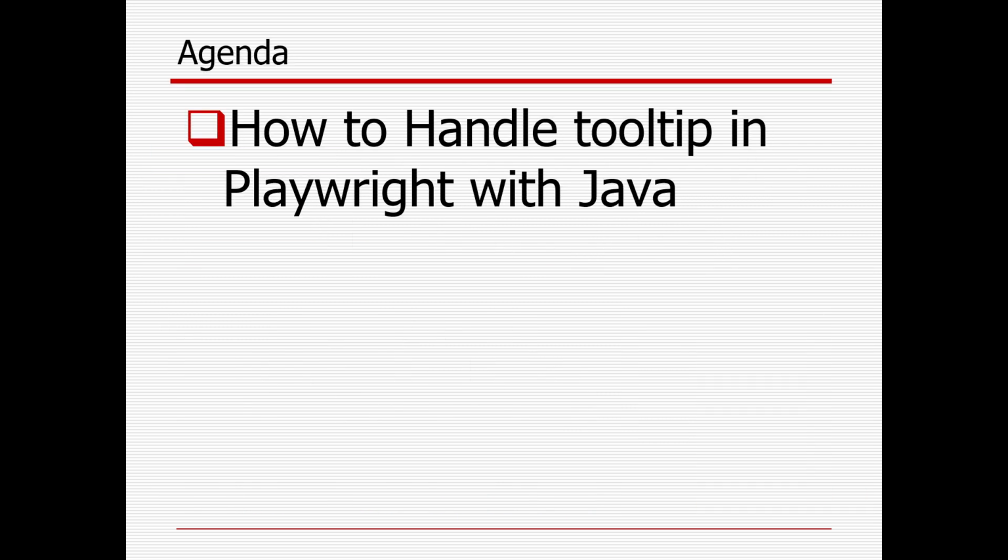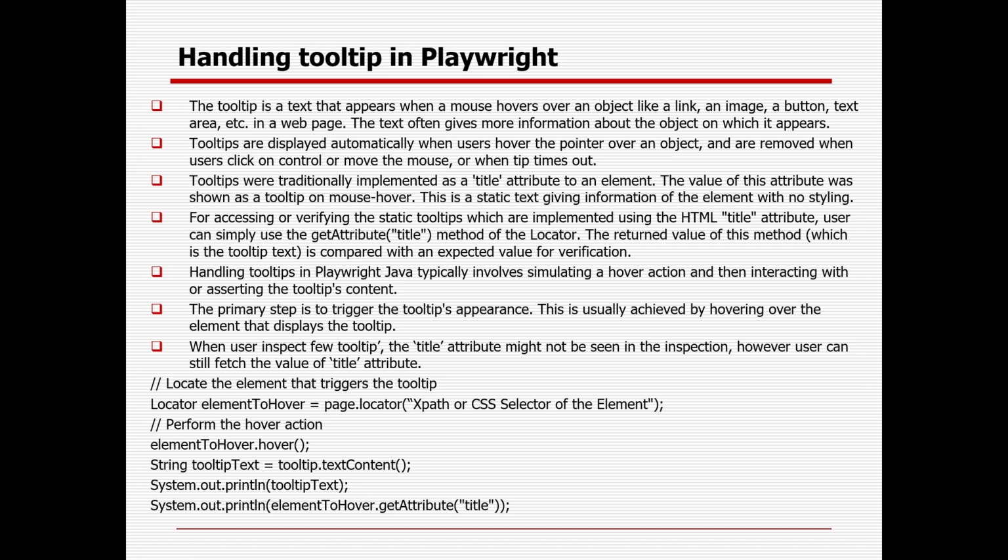In today's session, you will learn how to handle tooltips in Playwright with Java. So the tooltip is a text primarily that appears when a mouse is over an object. It can be a link, image, button, text area, etc. in a web page. The text often gives more information about the object on which it appears.